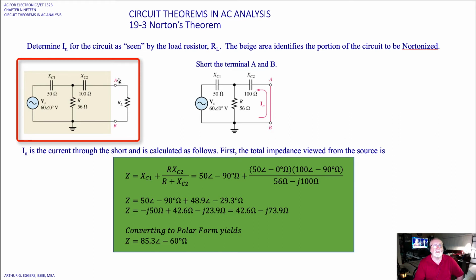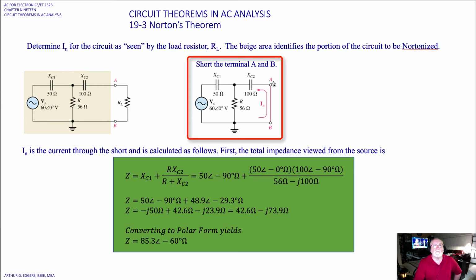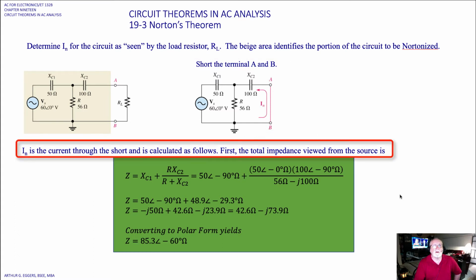We've got a load resistor across A and B. We've got two capacitors, X sub C1 and X sub C2, with reactive values of 50 ohms and 100 ohms, and a resistor of 56 ohms. The source is 60 at an angle of 0 degrees volts. So we remove the load resistor across the output and short the output. I Norton is the current through the short and is calculated as follows.